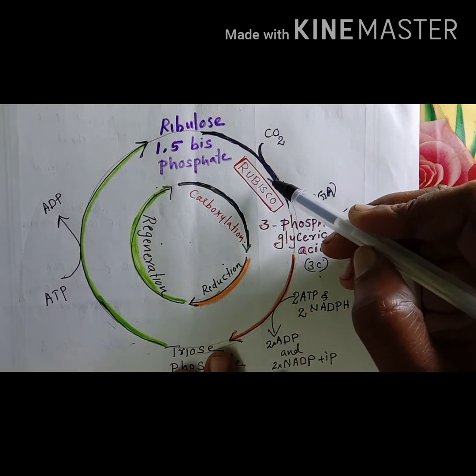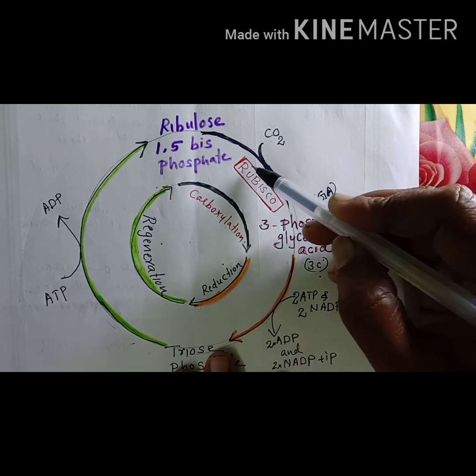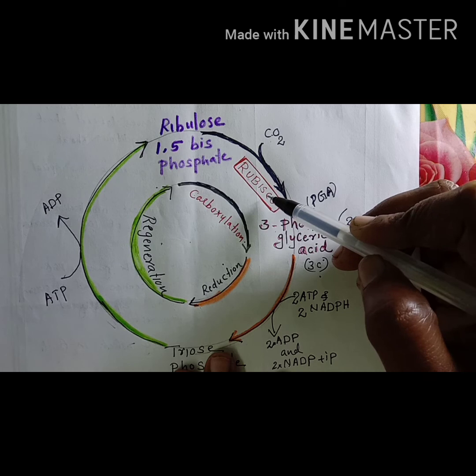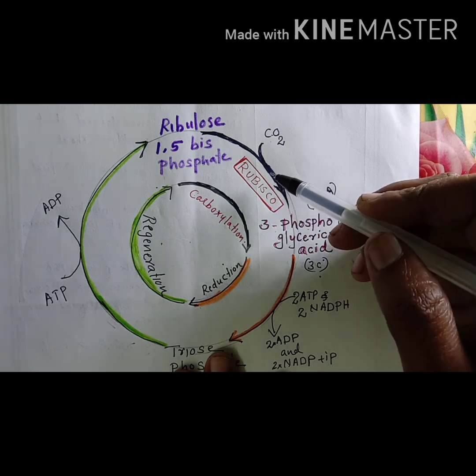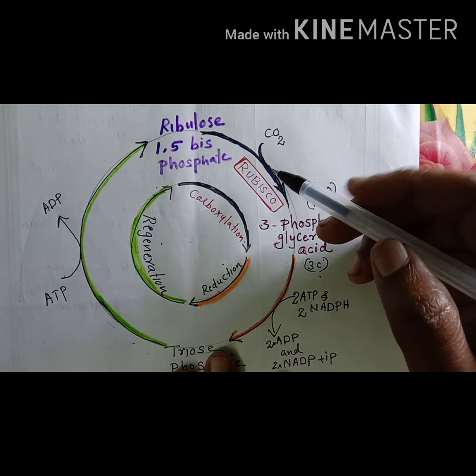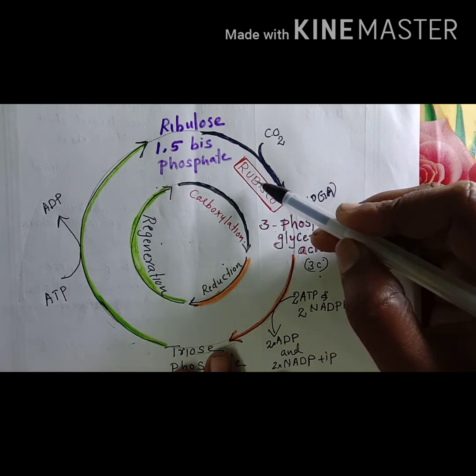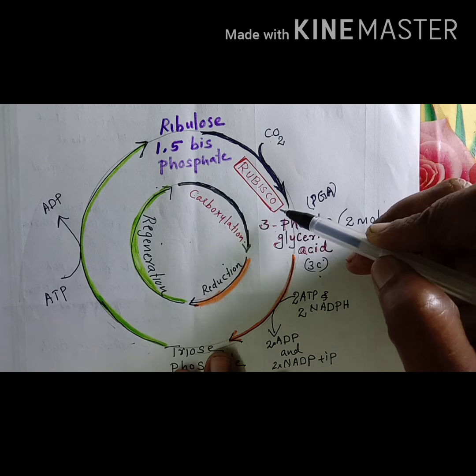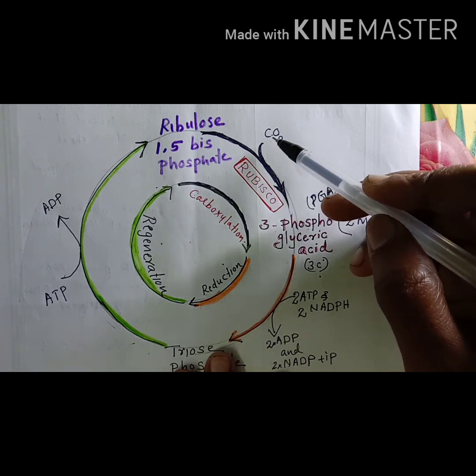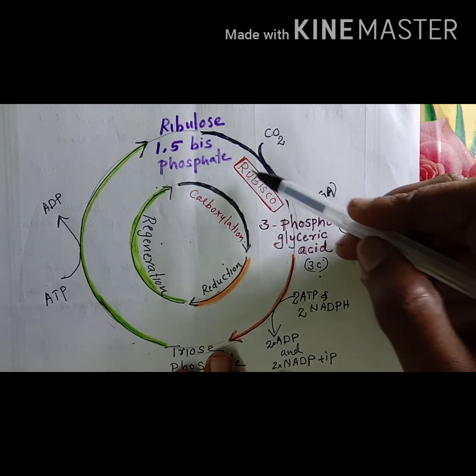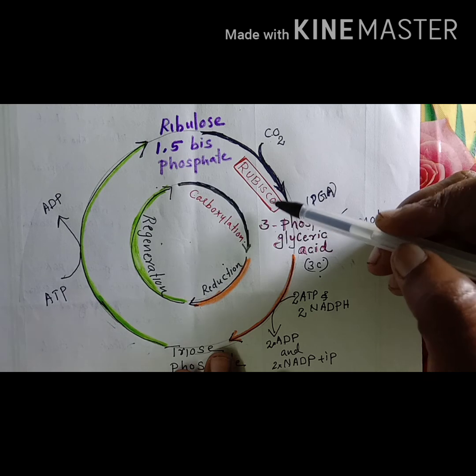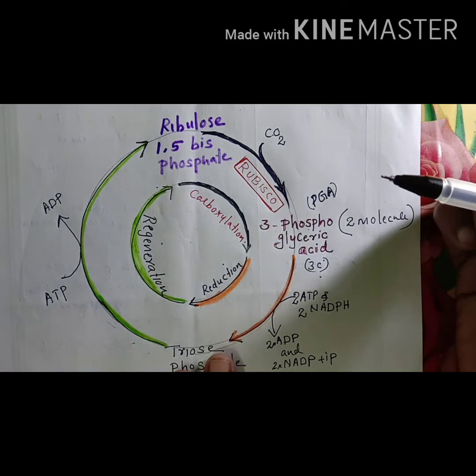This process occurs with the help of an enzyme called Rubisco. Rubisco is the most abundant enzyme in the world because it can be seen in every plant. The most abundant enzyme in plants is which one? Rubisco, ribulose bisphosphate carboxylase oxygenase, because this enzyme has the capacity to accept both carbon dioxide and oxygen. This enzyme helps in the process of carboxylation.